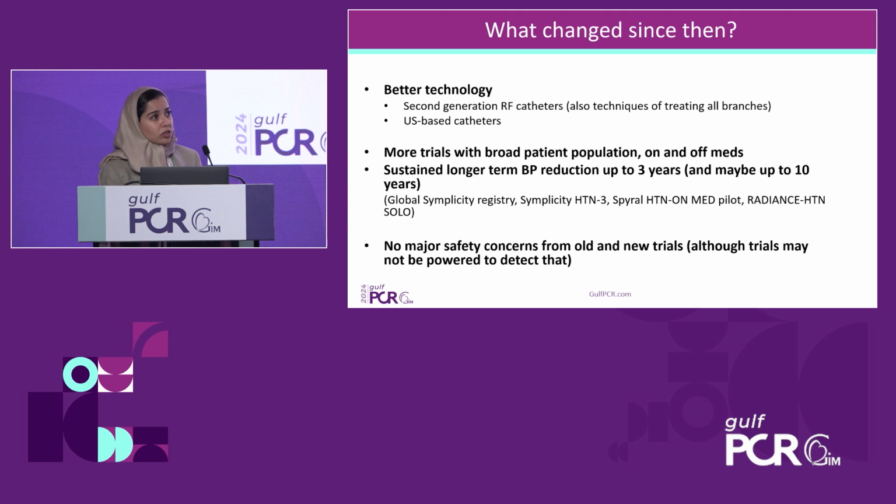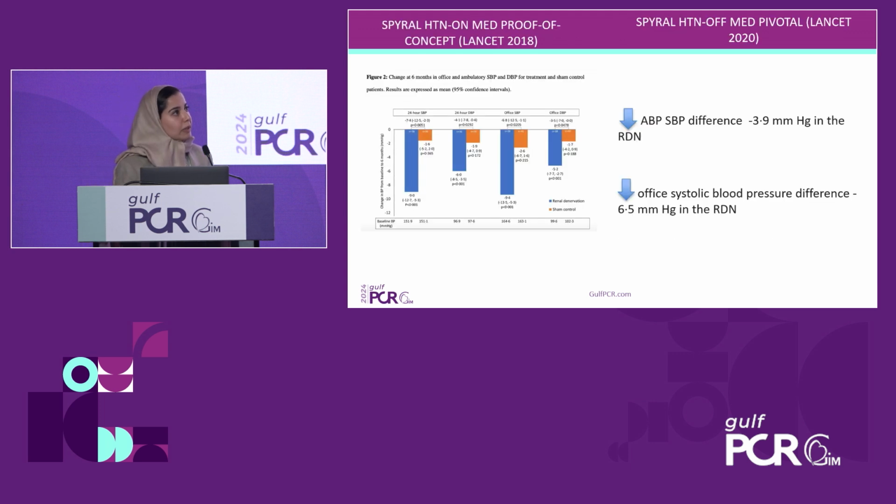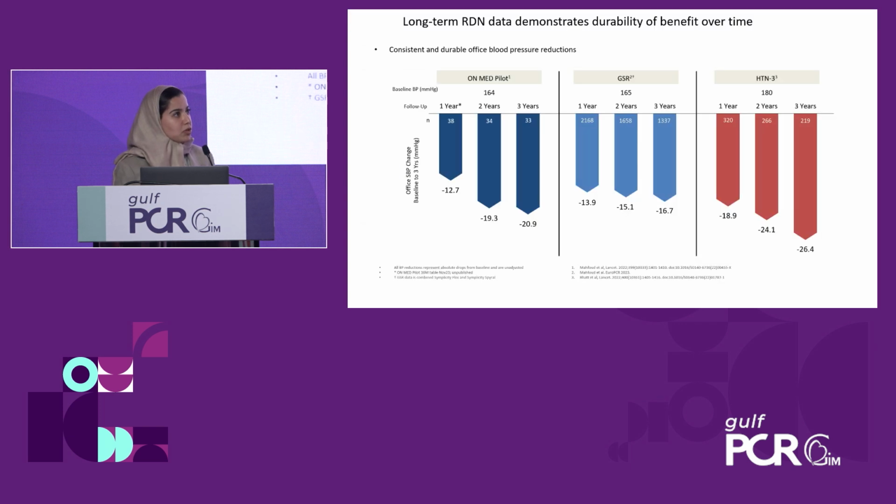And there is actually longer-term data, even with the previous trials, that there is a sustained and greater reduction of blood pressure beyond the 3 and 6 months that we typically talk about when we talk about response. And although all these trials were not really looking for or powered for safety endpoints, there are actually no major safety events. This is the hypertension on and off meds. Both of them showed a reduction of blood pressure, about 9 millimeters mercury in the RF ablation arm on meds, and a difference of about 3.9 in the off meds in terms of ambulatory systolic blood pressure.